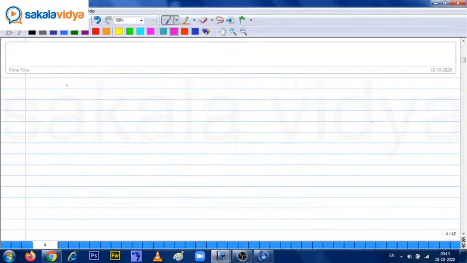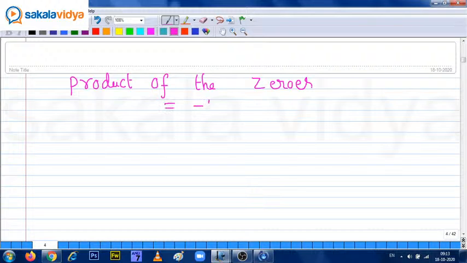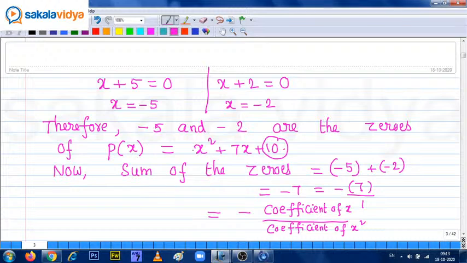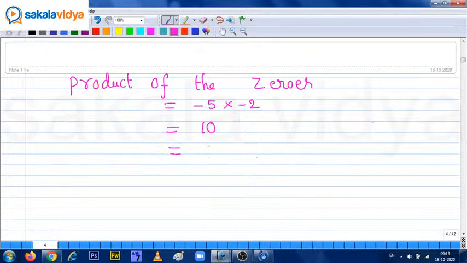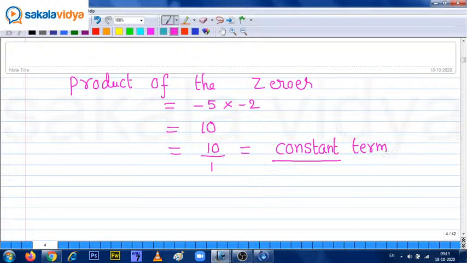And one more thing is left, the product of the zeros. The product of the zeros is equal to minus 5 multiplied with minus 2. You get minus into minus plus 10. But you check what 10 is here: 10 is the constant term, and the coefficient of x square is 1. So this can be written for our convenience as 10 upon 1, that is constant term upon coefficient of x square. So it has been verified.